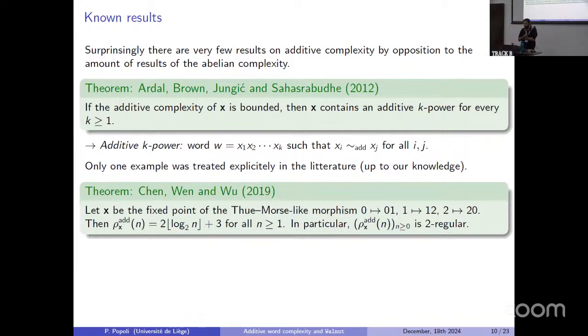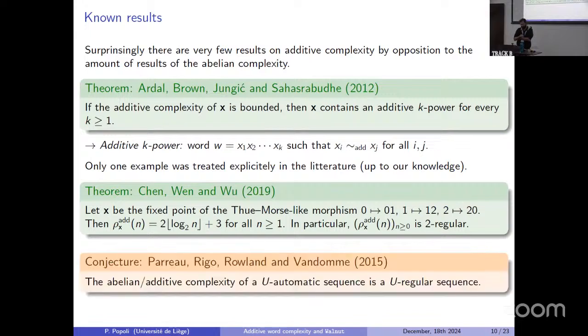And then the second result is just one example by Chen, Wen, and Wu in 2019. They studied the fixed point of a morphism, and they proved the exact value of the additive complexity. And there is a more general conjecture by Parreau, Rigo, Rowland, and Vandomme. The conjecture is to suppose that the abelian or the additive complexity of any k-automatic sequence is in fact a k-regular sequence. And we will see that our theorem is just a specific case of this conjecture.